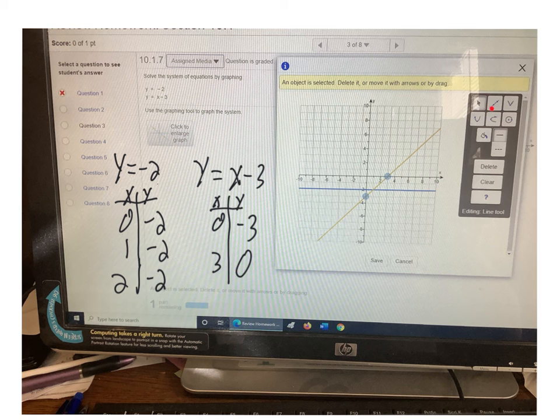So then you click on that tool again. So I need to plot 0, -3, and so you can see where I clicked on that. And then 3, 0, I clicked on that. And it draws this line. Then you got to save it. And you can see the solution occurs right here at 1, -2. That's where the two lines intersect.